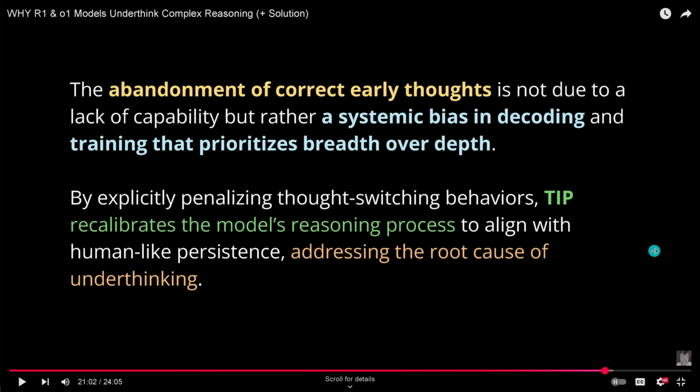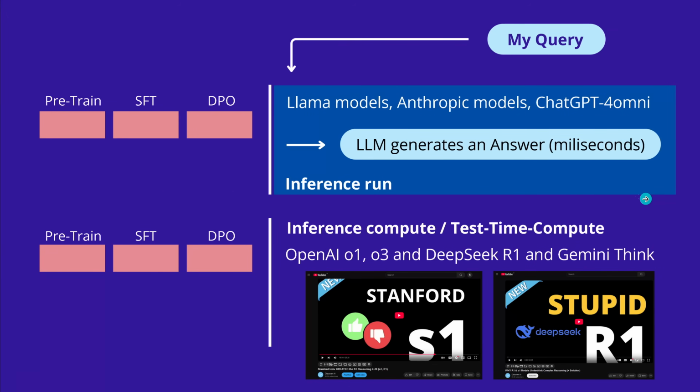This was the insight of this video because, as we noticed in the tests, there's an abandonment of the correct solution real early in the phase because the model simply failed to understand that it is on the correct track. I showed you a solution by the authors of a research paper called TIP, where they simply recalibrate the model reasoning process. Great. And then after R1, next day, I did a video on the new Stanford S1 large language model that is also a reasoning model.